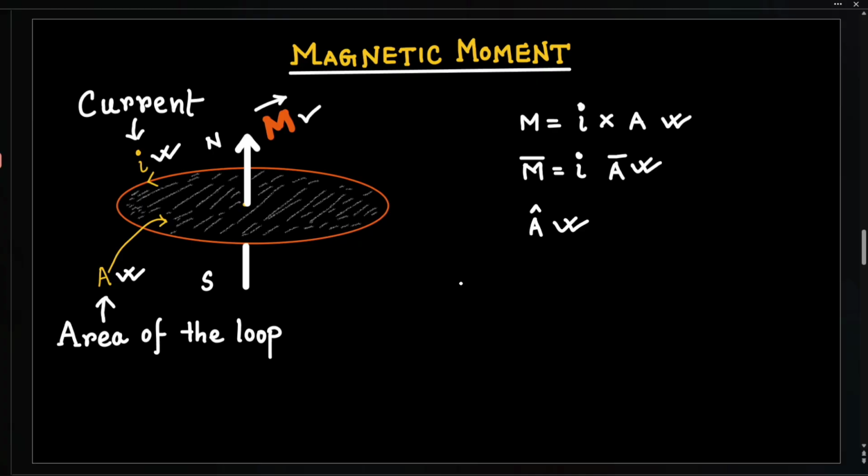That is also very simple. If you curl all your right hand fingers towards the current, then the thumb will give you the direction of the magnetic moment. In this case, if you apply the same rule, you will find that this is the direction of the magnetic moment, or this is the direction of the area vector A. As this magnetic moment M has the same direction as the area vector, we have drawn this magnetic moment vector in the same direction as A.